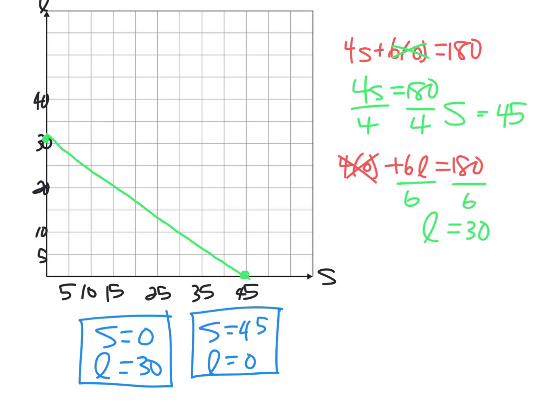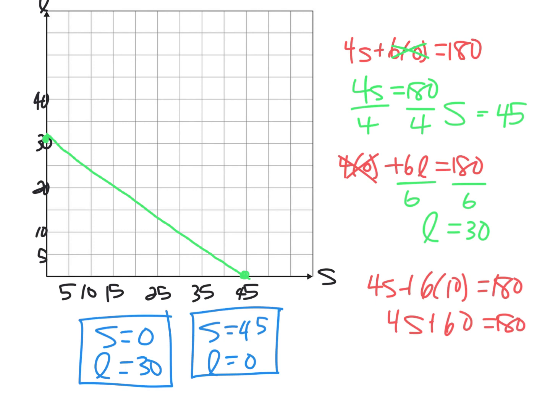So I need to go back to my equation now. I'm going to have 4S plus 6 times 10. I want to see what happens when the L is 10. So I'm going to have 4S plus 60. Sorry, my S kind of turned into an 8 there. That's 4S. Okay, 4S plus 60 equals 180.